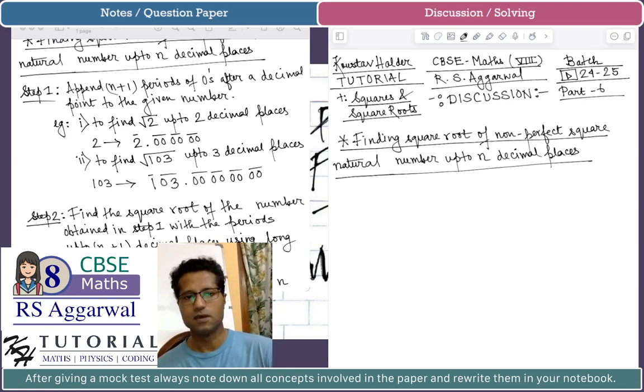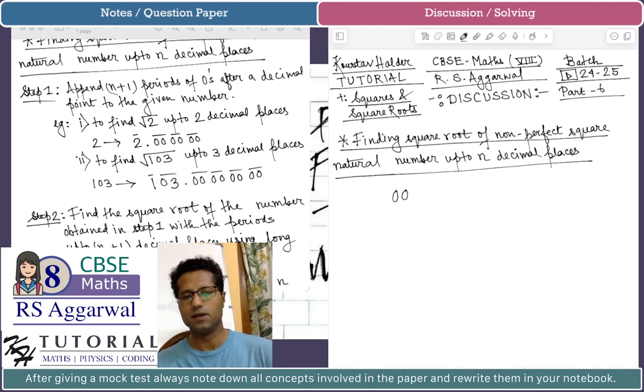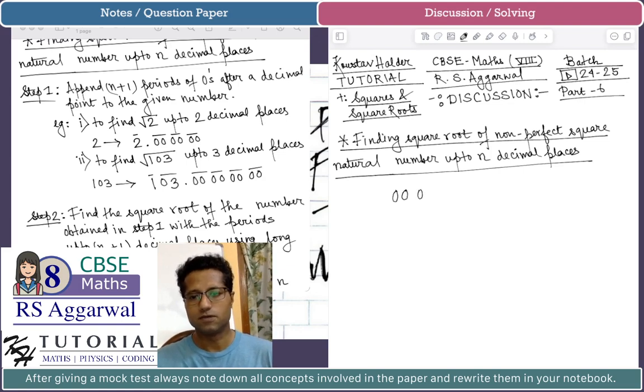So the first step is to append a decimal point to the given number and then append n plus 1 periods of zeros. One period of zeros is this 0 0. A period means a pair of 2 digits, and a period of zeros means 0 0. So if n is 2, then we will add 2 plus 1, that is 3 periods of zeros. This is the first period, this is the second period, and this is the third period.